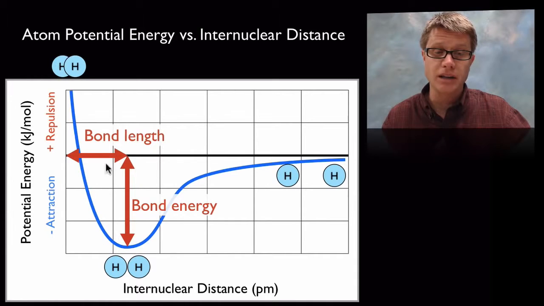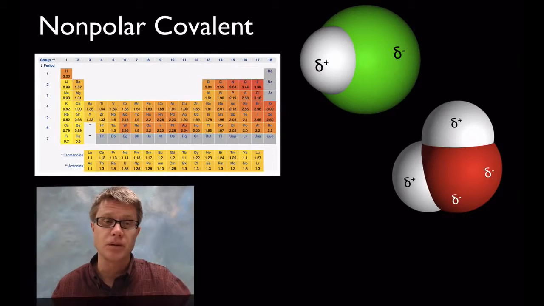In other words, bond length is how far hydrogen atoms are generally going to stay apart, and bond energy is how much energy we would have to put in to actually break that hydrogen apart. And so this graph is incredibly important. When we're looking at polar covalent bonds, what we're going to find is that their electronegativities are different. So this right here would be hydrochloric acid.